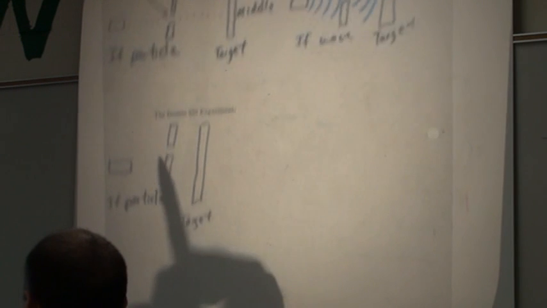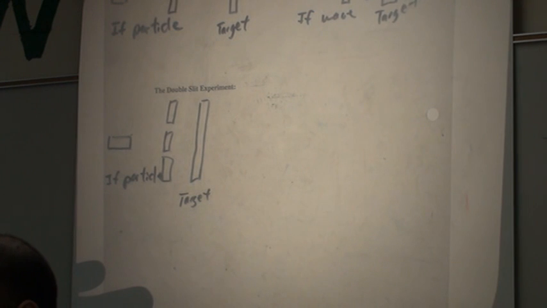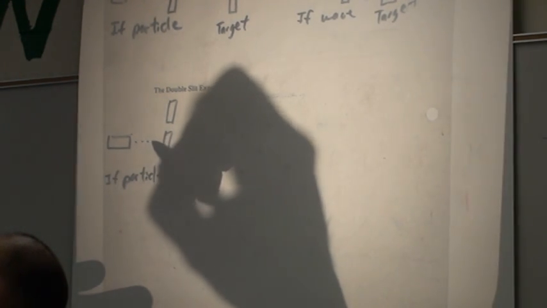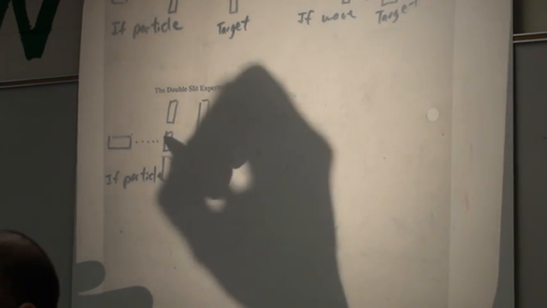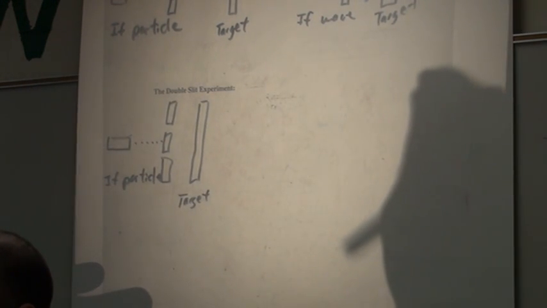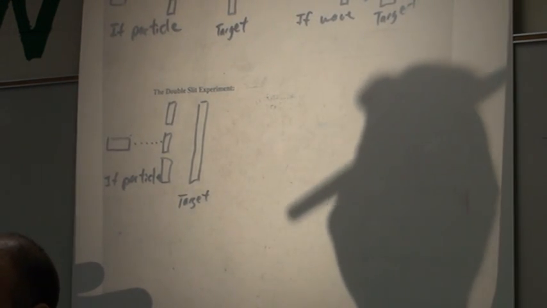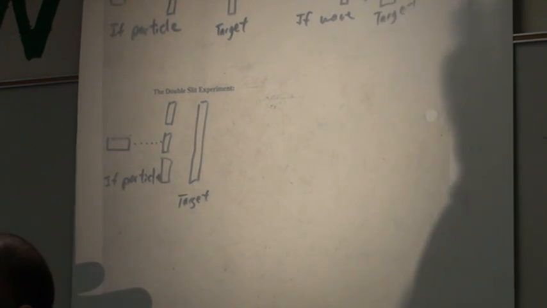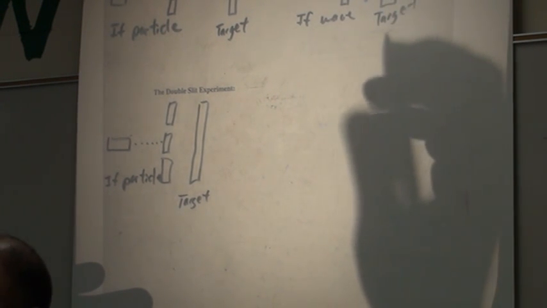So now there are two openings. If I shoot my electron gun, will any of the electrons make it through? No, they'll hit the wall and be stopped. So there shouldn't be anything on my target. Yep. What's a wall made of? It can be made of anything. Wood, paper, metal. So it doesn't really matter at all.